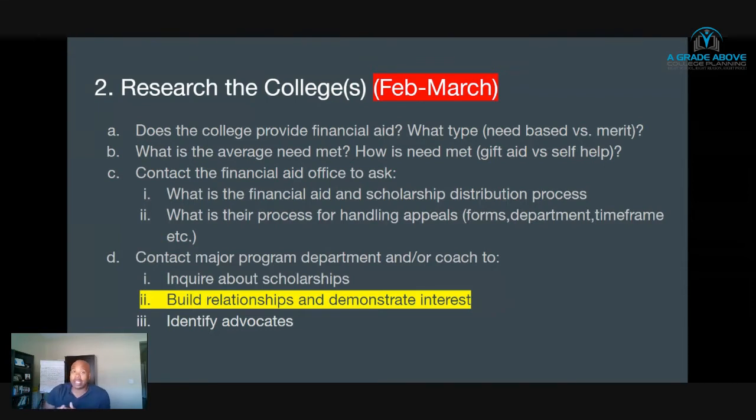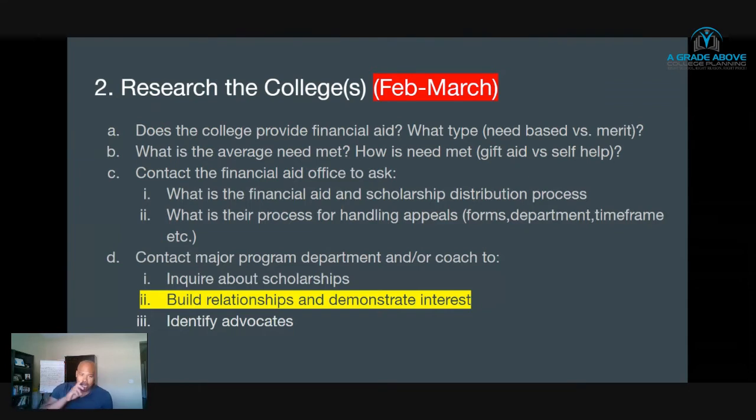If you can't find this information on your own, you can always reach out to us. You can comment below or email us. We'll make sure all the information is provided in the description, where I can get you some of this information that you may not be able to find on your own, as far as does a school provide financial aid, what type of financial aid, and some of the percentage breakdowns between gift aid versus self-help.